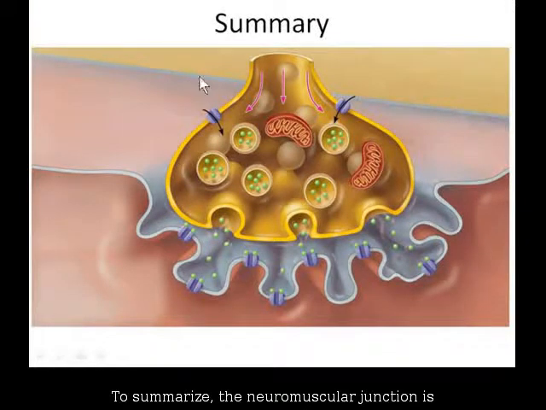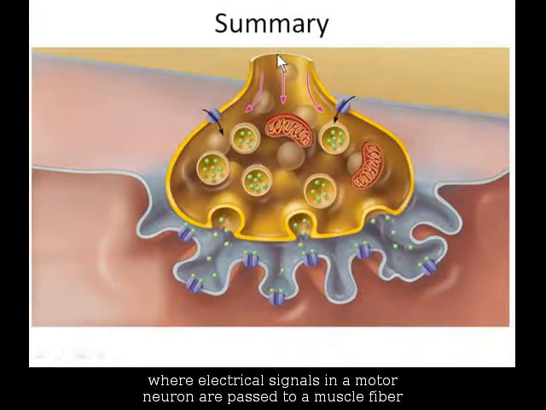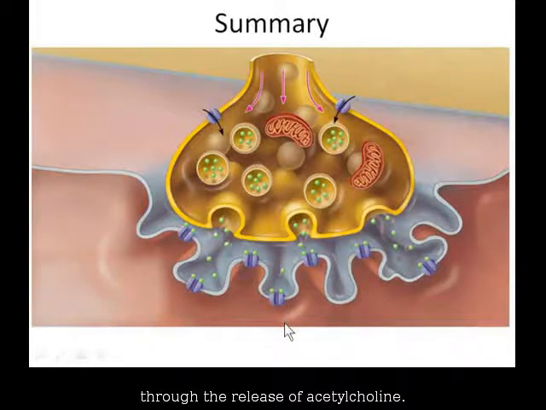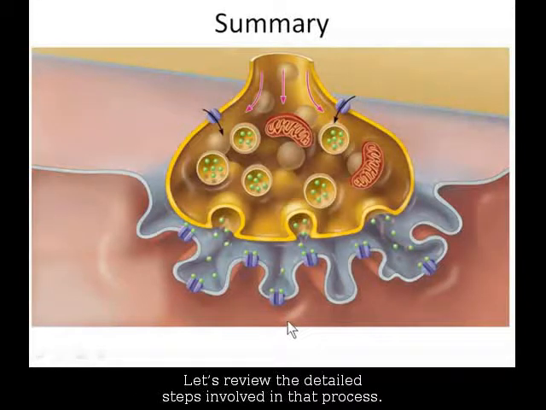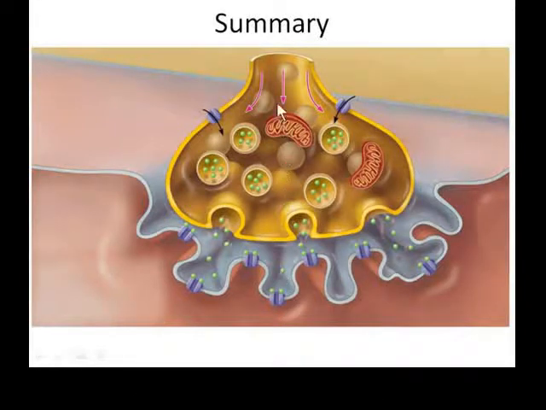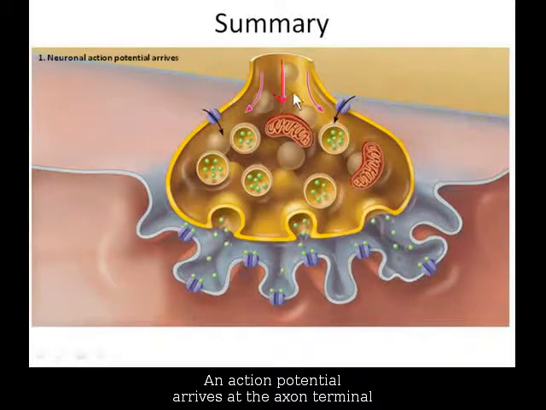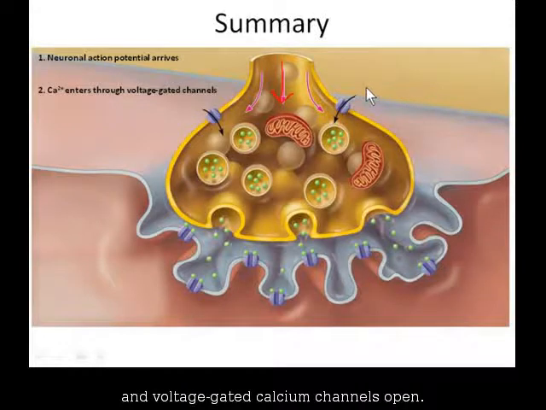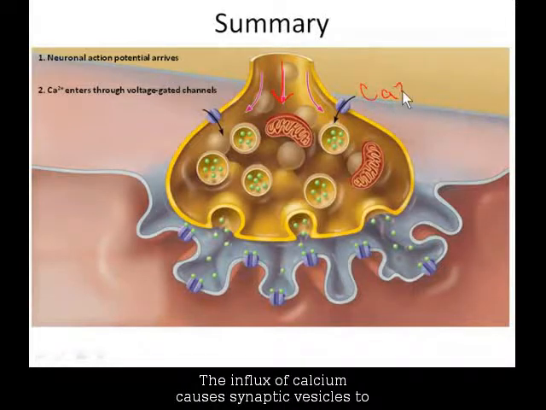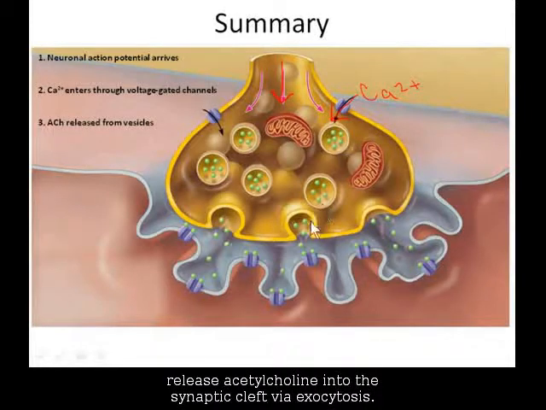To summarize, the neuromuscular junction is where electrical signals in a motor neuron are passed to a muscle fiber through the release of acetylcholine. Let's review the detailed steps involved in that process. An action potential arrives at the axon terminal and voltage-gated calcium channels open. The influx of calcium causes synaptic vesicles to release acetylcholine into the synaptic cleft via exocytosis.